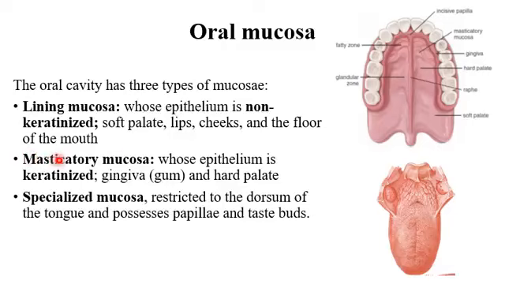The second type is the masticatory mucosa, and this type can be found in the gingiva and hard palate. The epithelium of this type is keratinized. The last type is the specialized mucosa, and this type is associated with the taste sensation. This type is restricted to the dorsum of your tongue. This part has papillae and taste buds for generation of the chemical sensation of taste.